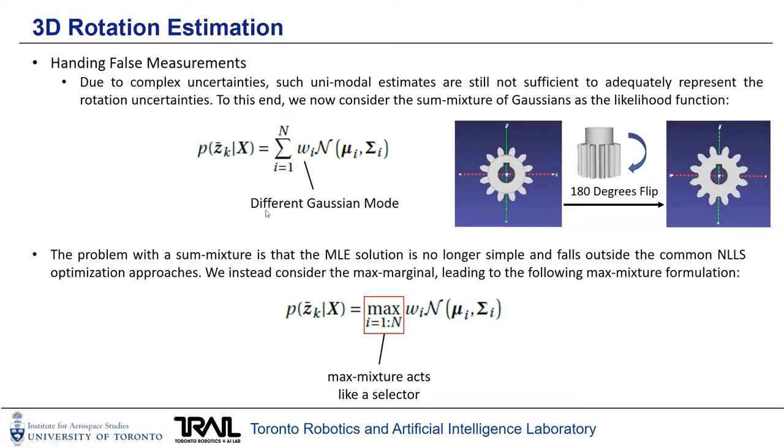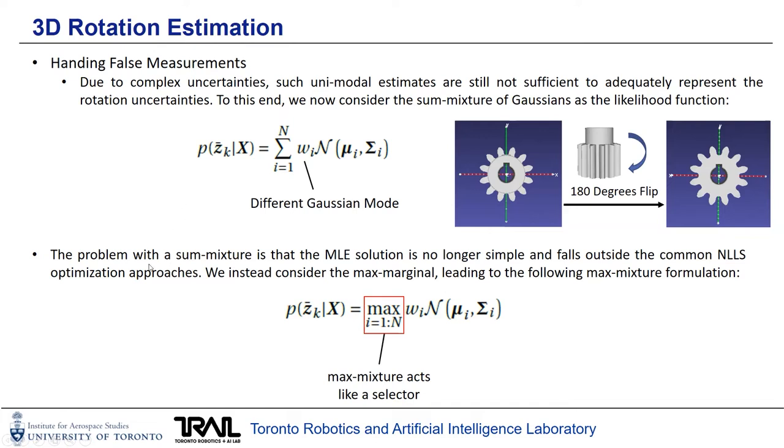So that's why, in our work, we model this rotation as a mixture of Gaussians. Each component represents a component of this rotation representation. So in this case, we probably have these two components. To handle this uncertainty in the optimization, we're using this mixture of Gaussians representation.